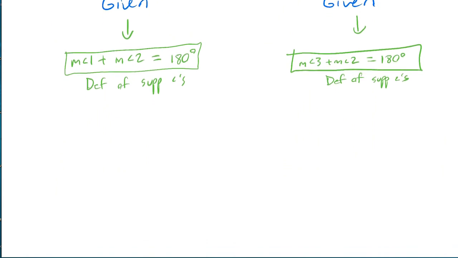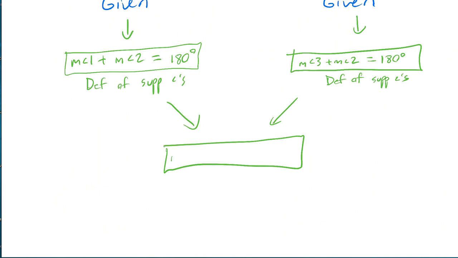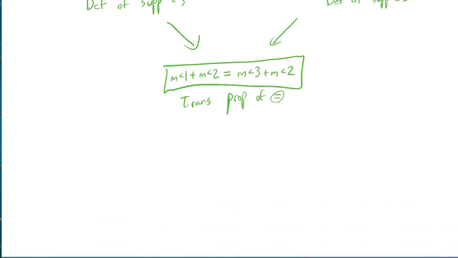Oh, well, look, they're both equal to 180 degrees, so we could just put those together then. And this time, since it's a big expression equal to 180 on both sides, I'm going to use the transitive property, although you could absolutely use substitution here too. So the two angles added up equal 180, which is also equal to measure of angle 3 plus measure of angle 2, because they're both equal to 180. And that was the transitive property of, and we're in algebra here with an equal sign, so equality.